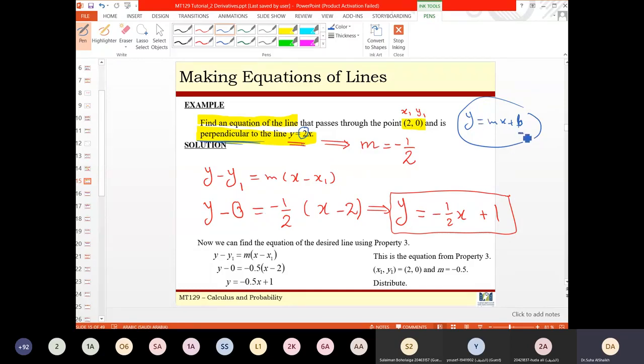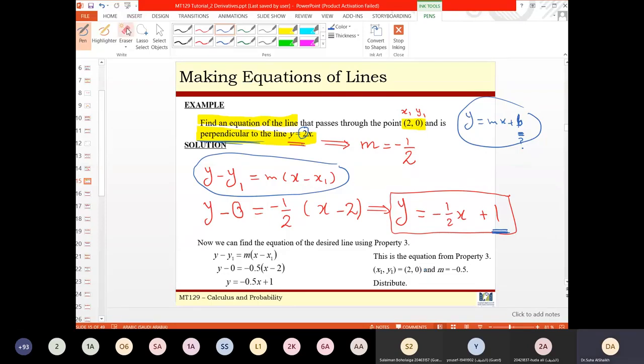I don't know the B. They didn't give me the B. But I have x1, y1, and m, and I know this is how the equation looks. I put the m, the y1, the x1, and rearrange. I got the B. Okay, using what I have, I do the equation.